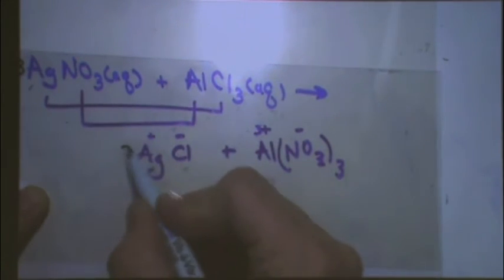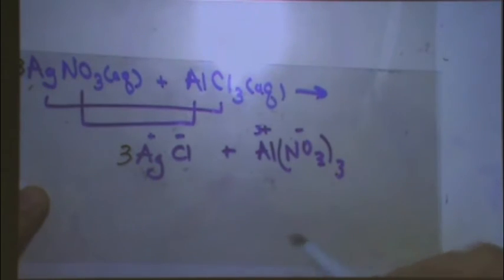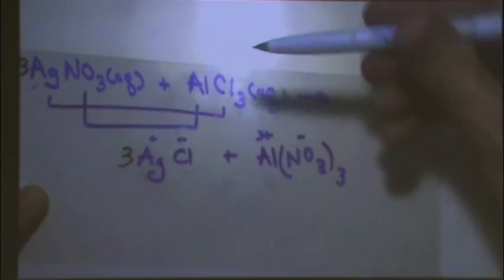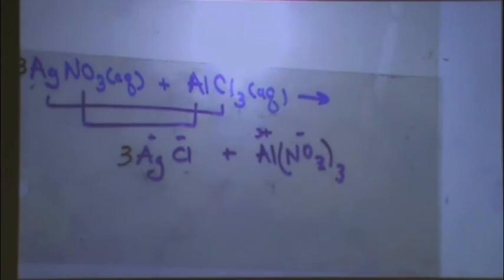3 silver, so I need 3 silvers over here. There's 3 chlorines on each side, and there's 1 aluminum. That looks good. So there we go. That's step 1. I wrote the reaction out and I balanced it. Step 2, all the state symbols.